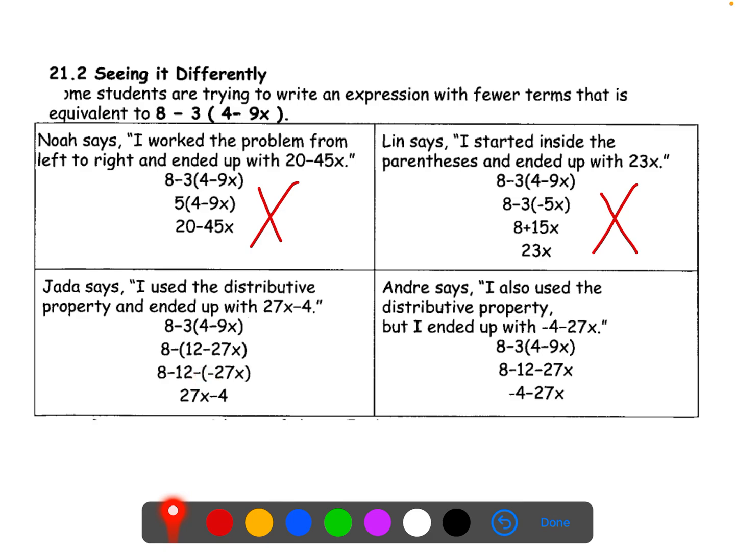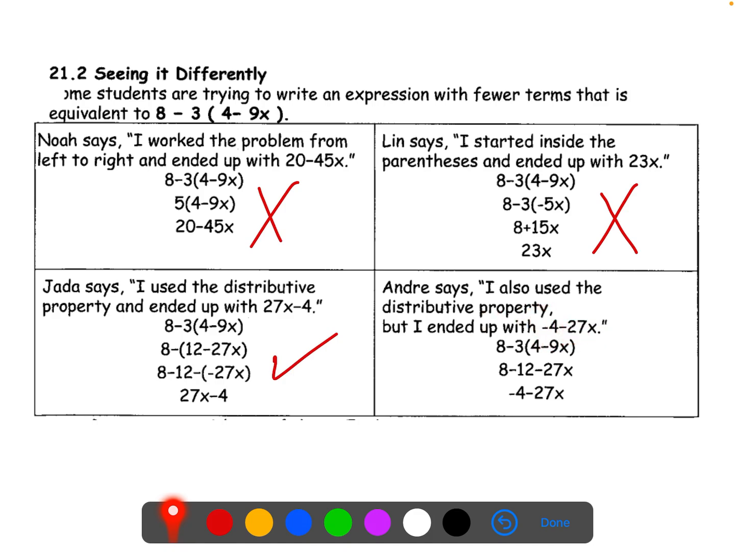Then they're going to be taking away 27x, or taking away negative 27x. Well, that's like adding 27x. So instead of subtracting negative 27x, let's just think of it as adding 27x. So this is 27x and our negative 4. This one is going to work out. That would be a good way to do that. And let's check Andre. I also used the distributive property, but ended up with a different answer.